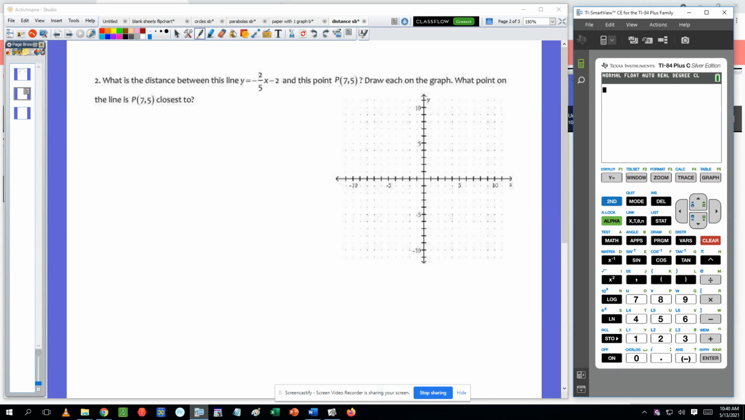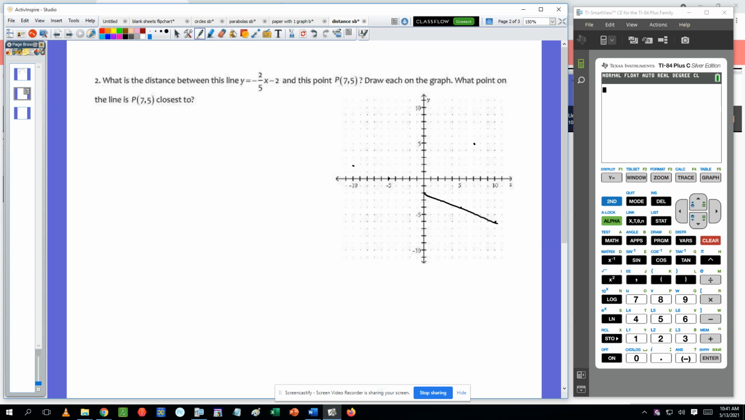Hey, let's make a key here. What is the distance between the line y is equal to negative 2/5 x minus 2 and the point (7, 5)? The point is up here. For the line, we'll start at the negative 2, and then our slope is negative 2/5. So I'll go down 2, over 5, and I'm going to go up 2 backwards 5, and up 2 backwards 5.